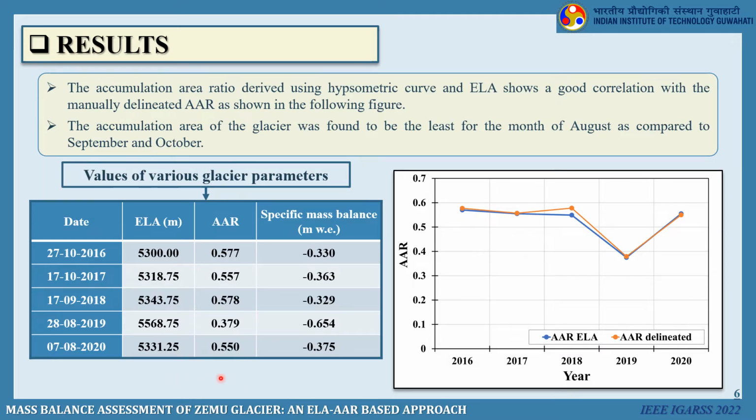As mentioned earlier, the accumulation area ratio was derived using two methods. The accumulation area ratio derived using the hypsometric curve and ELA shows a good correlation with the manually delineated AAR, as shown in this figure. And this table shows the value of specific mass balance obtained using AAR for the period of 2016 to 2020. The specific mass balance was found to be least for the year 2019, and in terms of month, the month of August shows the least accumulation area ratio as compared to the other months of the ablation season.